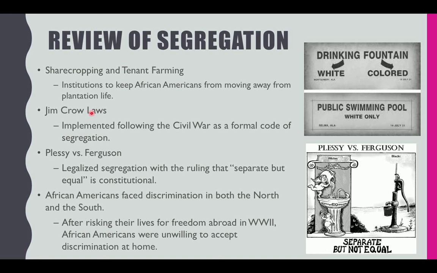Jim Crow laws. Jim Crow laws were put into place following the Civil War as a formal way of segregating. That's these famous pictures that you see over here, the drinking fountain, white and colored, swimming pools, grocery stores, restaurants, everything white only, colored only.